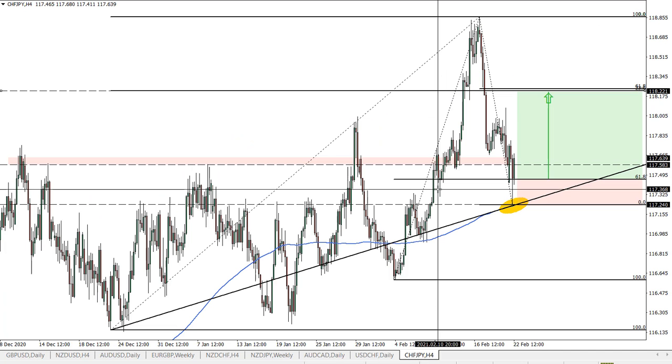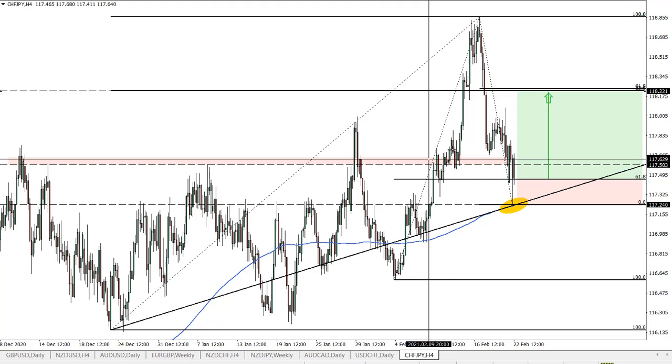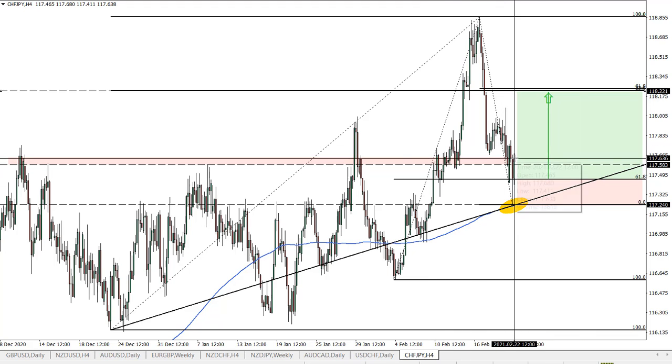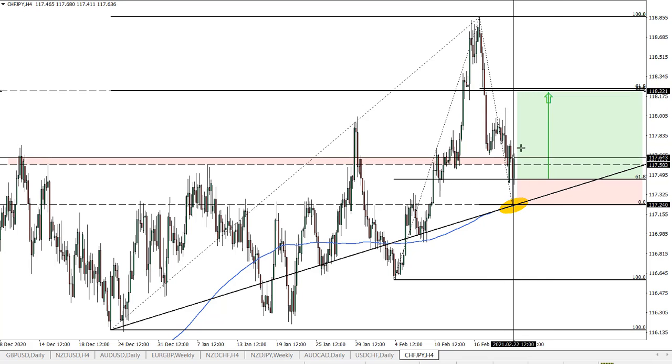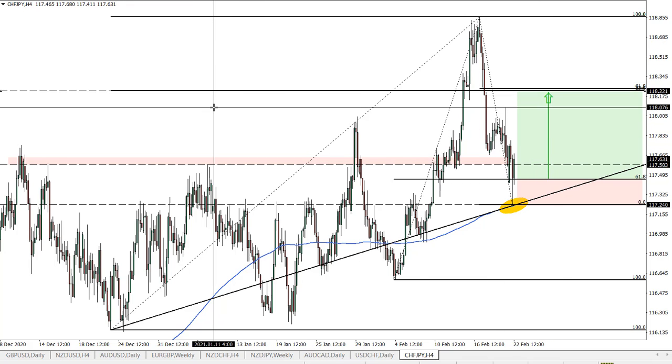So guys, that's it. We hope you did enjoy the Swiss franc Japanese yen analysis, expecting this small pullback and only then an uptrend, but at the same time it could be moving to the upside non-stop.